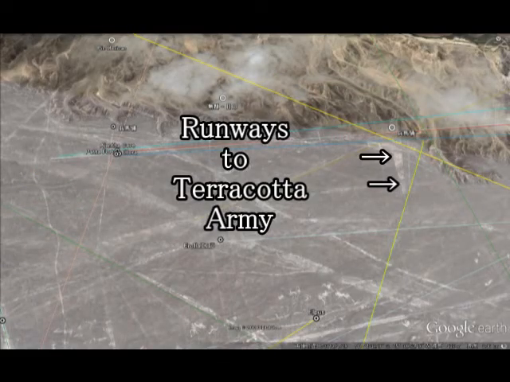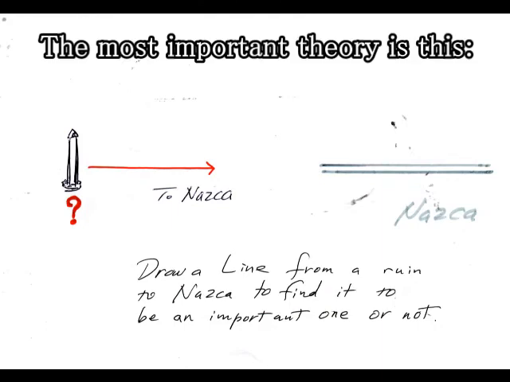For example, runways to the Terracotta Army. There are two runways to the Terracotta Army. One is... these two lines show the direction to the Terracotta Army exactly, without any error.